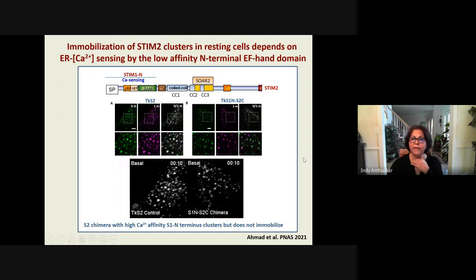So it's suggesting that this pre-clustering is not a random event. It's actually a result of the sensing of local ER calcium, which then depends on the IP3 receptor function.